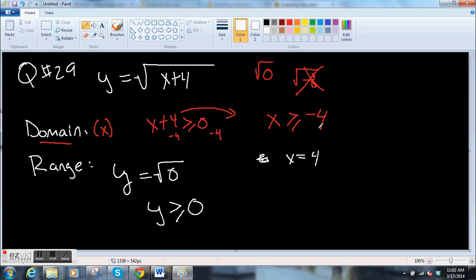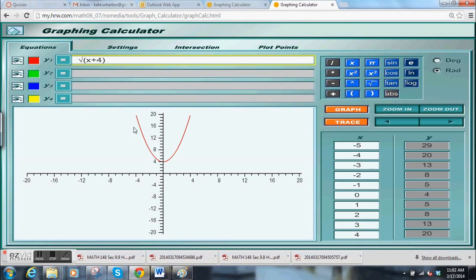And if you wanted to, you could plug in the x equals -4 value here, and you get y equals the square root of -4 plus 4, which equals 0. So the lowest value of y is going to be 0, and then as x goes on up, y is going to go up too. You can also graph this and see.